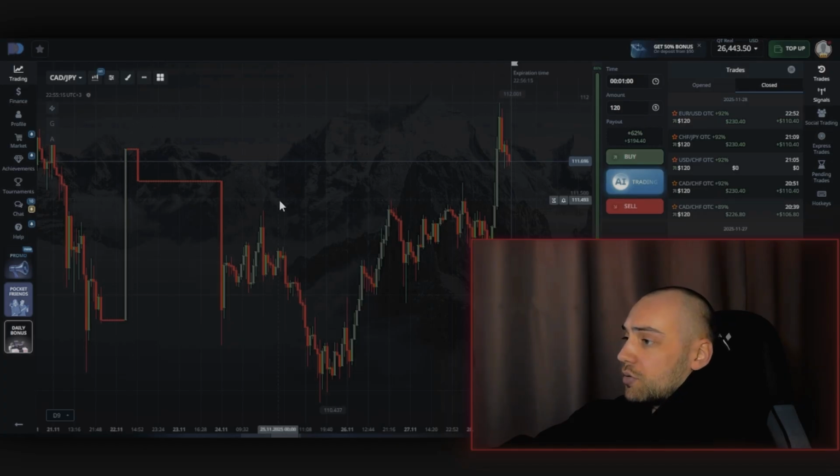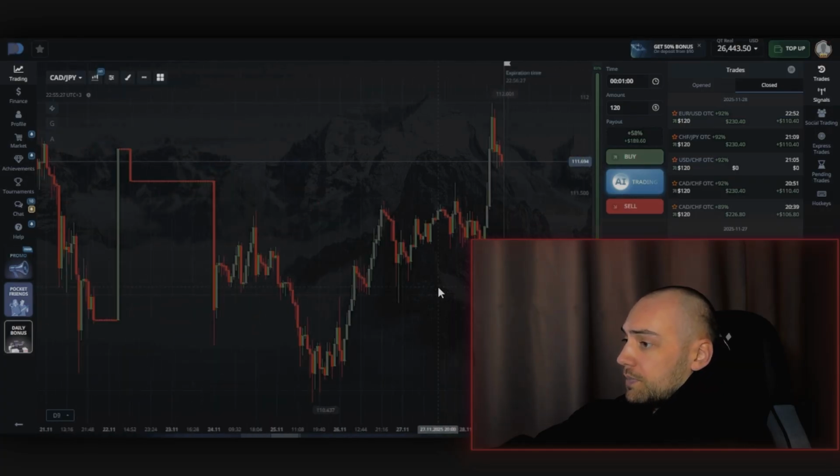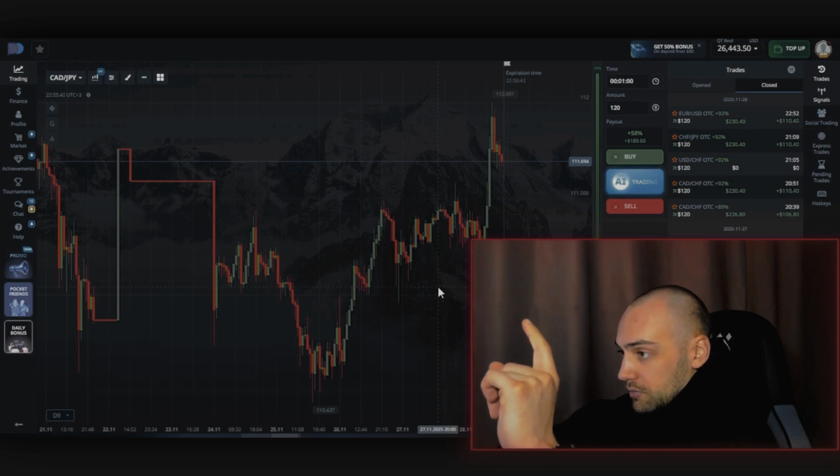Look for pairs without sharp swings, with profitability between 80 to 97% with stable returns over an hour. Here, I don't see that in this hourly chart. So choose pairs with normal volatility, not too sharp and also not too slow. And always monitor economic news. That's very important. So what is my conclusion for this video?